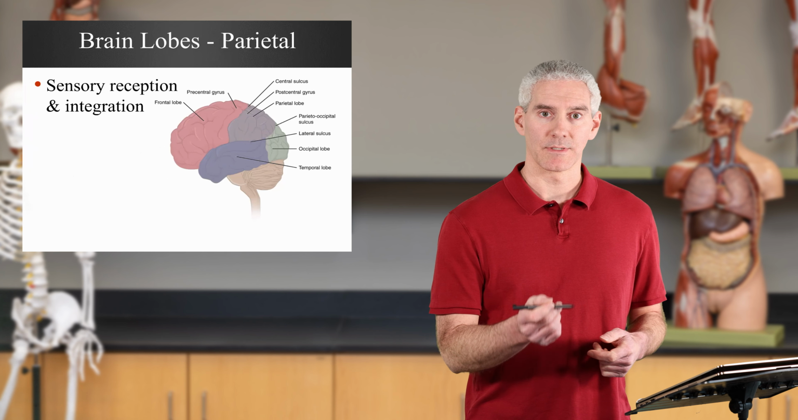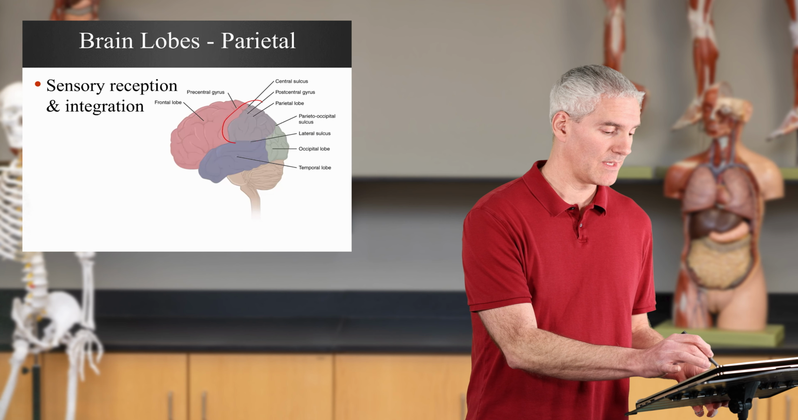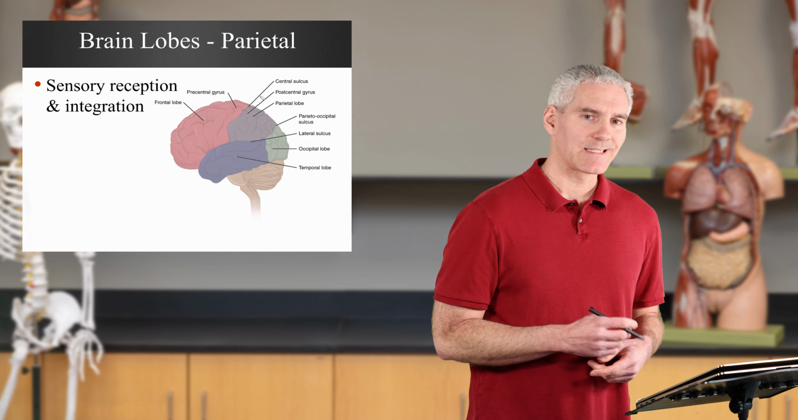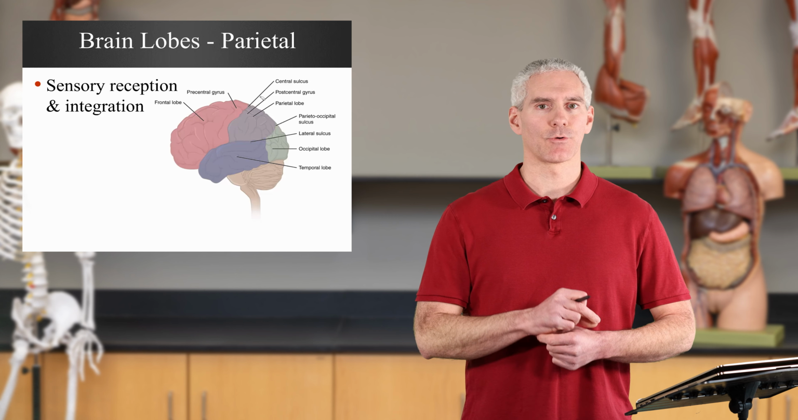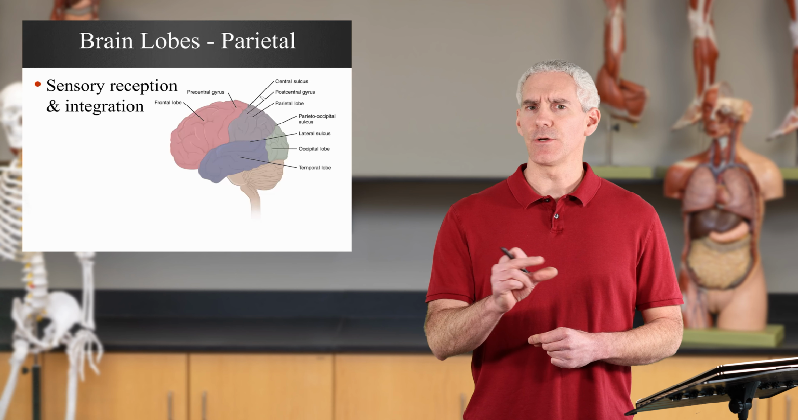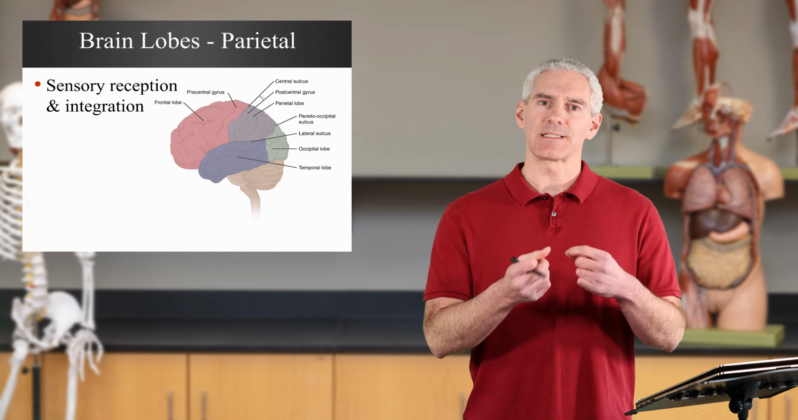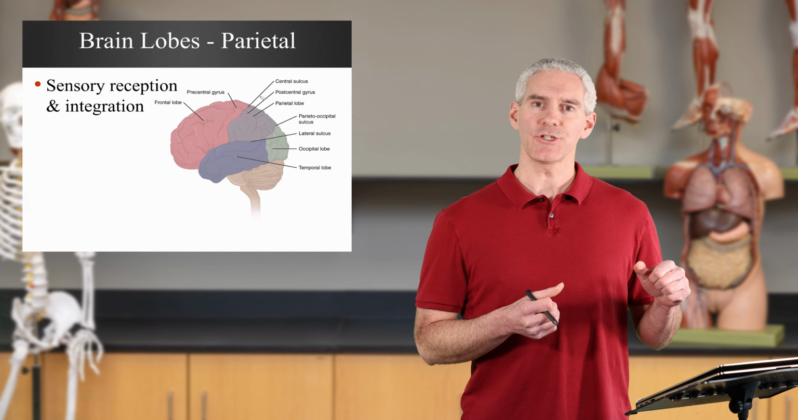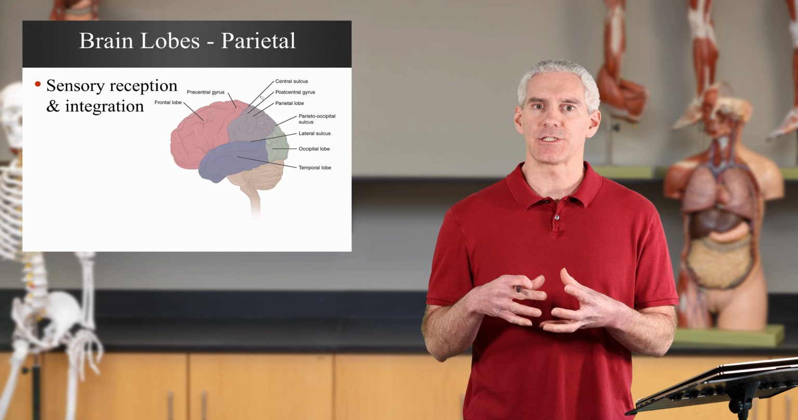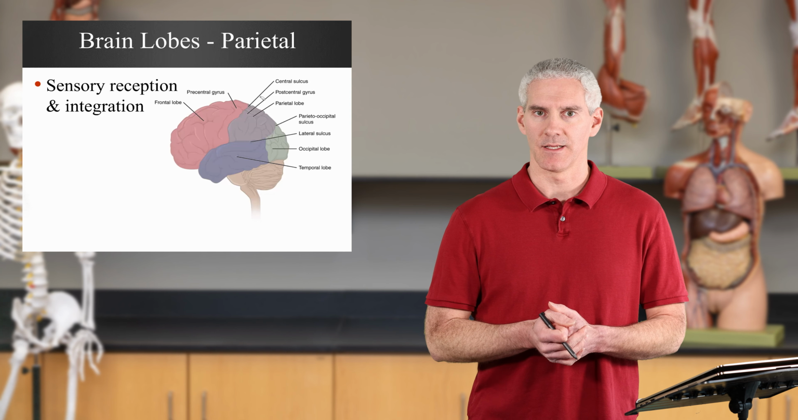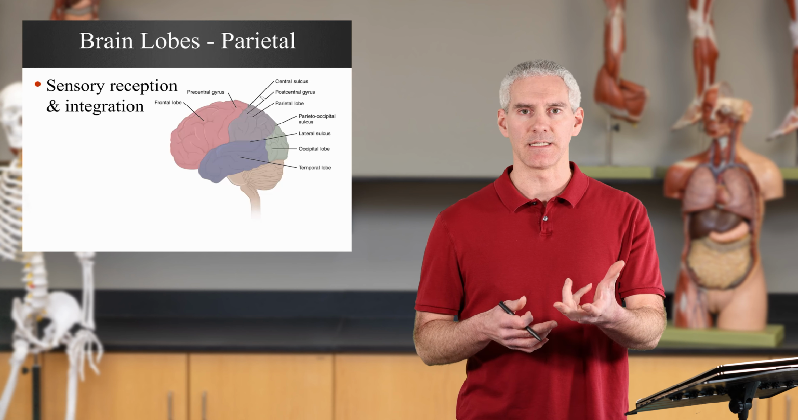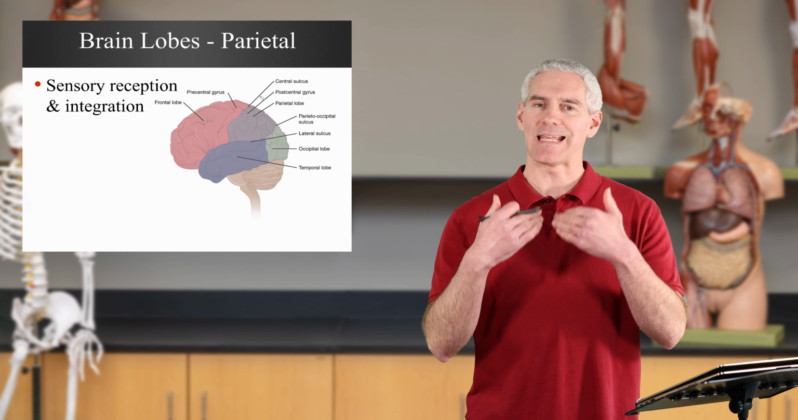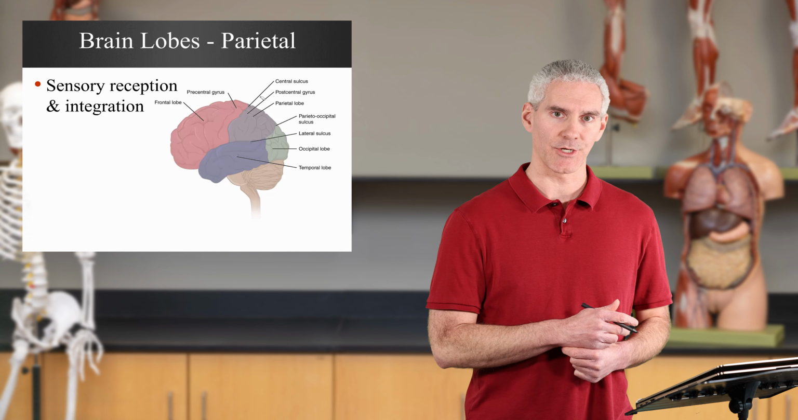The parietal lobe, same place the bone was. This is your parietal lobe. Now the parietal lobe, sensory reception and integration. The reason those are two different things, sensory reception is simply bringing the information in. The integration part of it is put together to understand it, to know what it is, know what you're hearing or seeing or feeling. So you have both bringing the sensory information in and then integration of it.